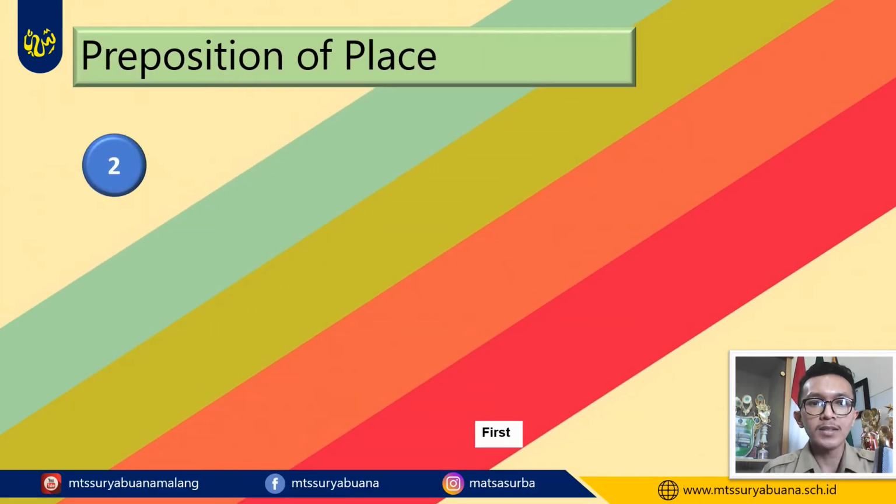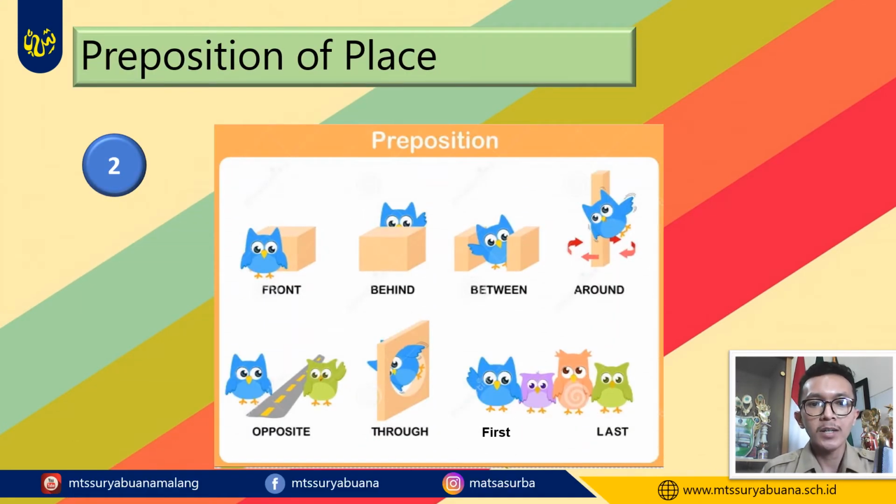Alright, this is the second group of prepositions of place. Please repeat after me. Front, behind, between, around, opposite, through, first, last. And then the example sentences for the first picture here.